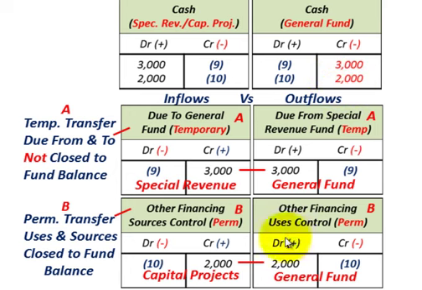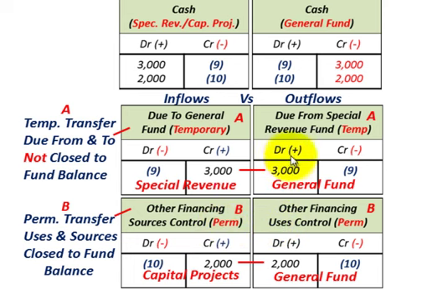And then the capital projects fund, that's receiving the $2,000, is going to credit their account, other financing sources control account, for $2,000. So that's how we take care of the permanent transfers. Again, remember, for a permanent transfer, the uses and sources accounts are closed to the fund balance at the end of the year. Okay, so just understand your titles here.